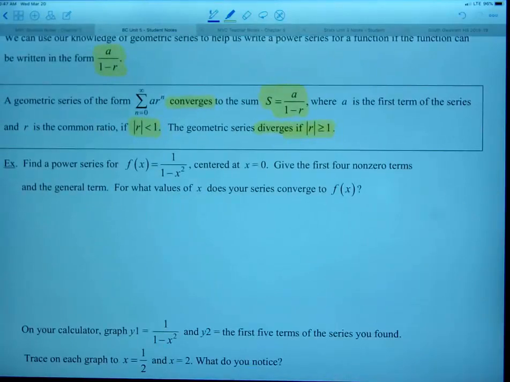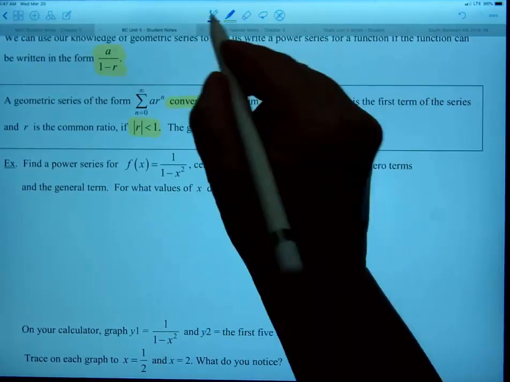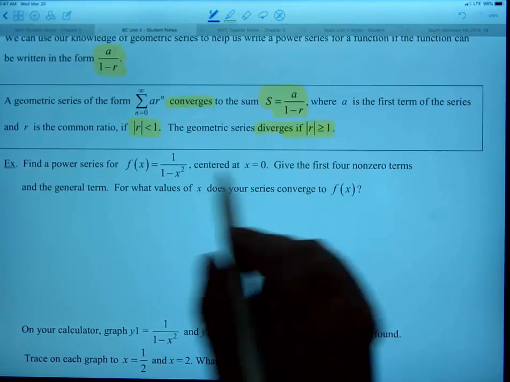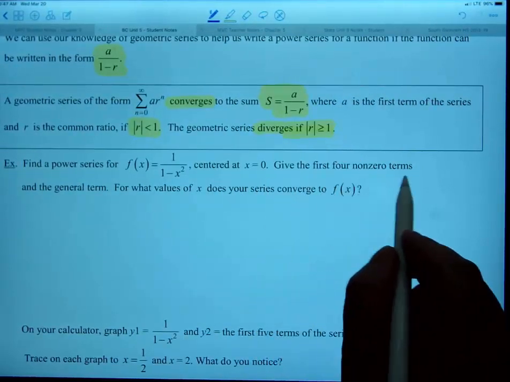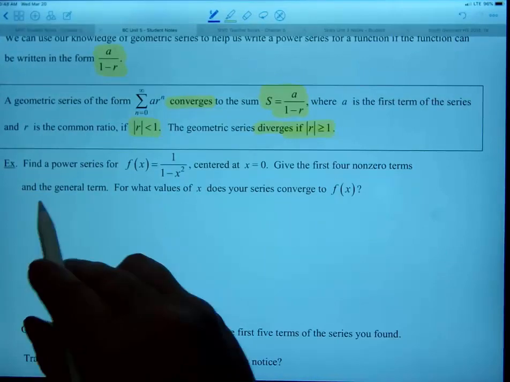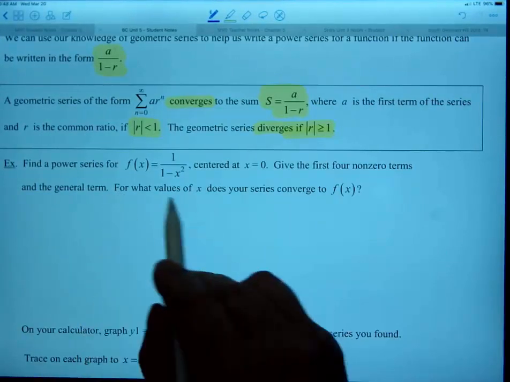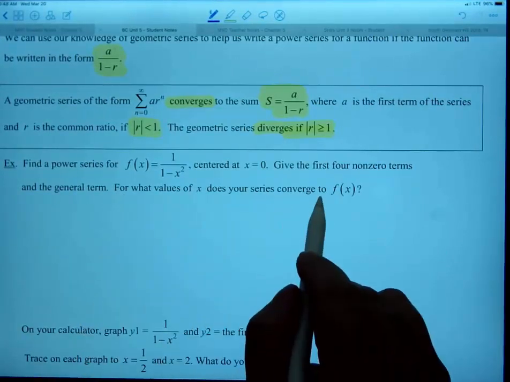Okay? So, with those little tidbits in the back of your mind, let's take a look at this first problem. Problem says, find a power series for f of x equals 1 over 1 minus x squared, centered at 0. So I've got to write the power series, number 1. Then it wants me to write out the first 4 non-zero terms. We've done that before. And the general term. And then I want to know where the series converges.